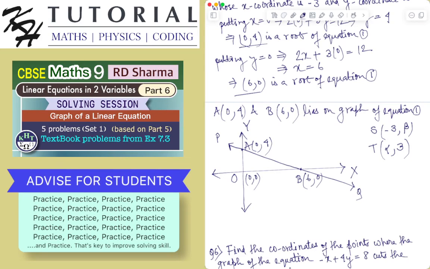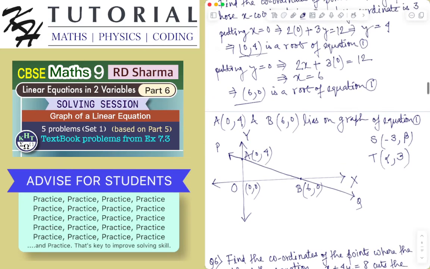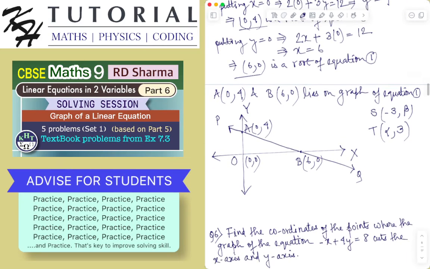So we must have, the equation was 2x plus 3y is equal to 12. So (-3, beta) will be a root of the equation. So 2x plus 3y, that is 2(-3) plus 3 beta, should be equal to 12. So this implies 3 beta is equal to 18. This implies beta is equal to 6.